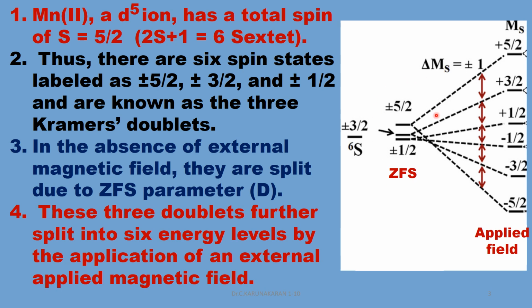We have already studied that for species with an odd number of unpaired electrons, the ground state is a doublet, called Kramers doublets. Further, in the presence of Zeeman splitting, or in the presence of a magnetic field, these 3 doublets further split into 6 energy levels by the application of magnetic field.